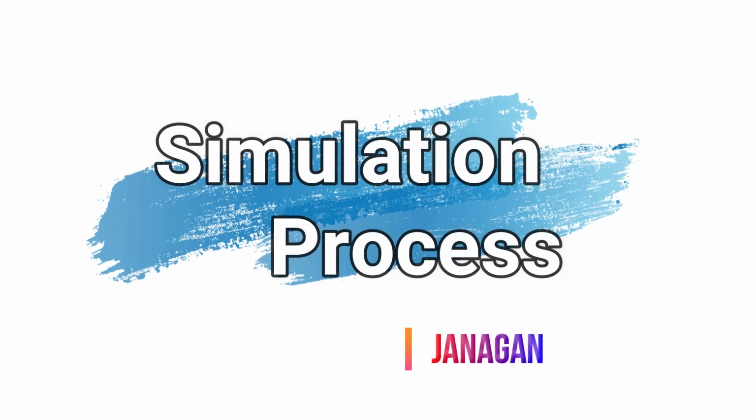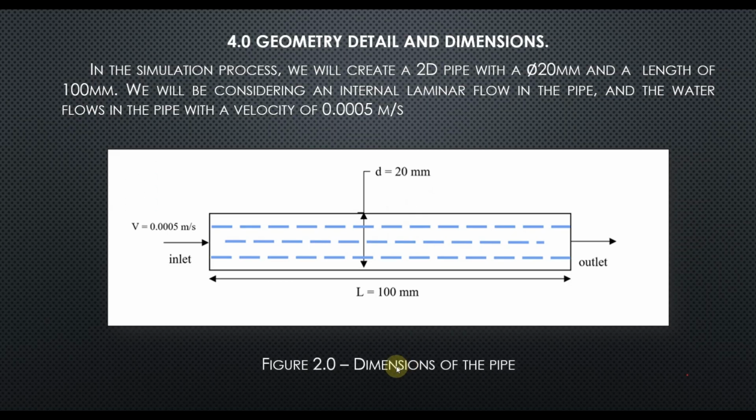Hello everyone, I'm Janagan and I'll be doing the simulation process. At first, we'll look at the dimensions of the pipe. The diameter is 20 mm and the length is 100 mm. The water flows in the pipe with a velocity of 0.5 mm per second. We will be considering an internal laminar flow in the pipe.